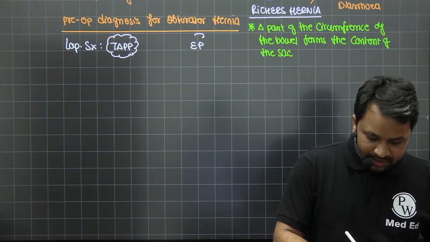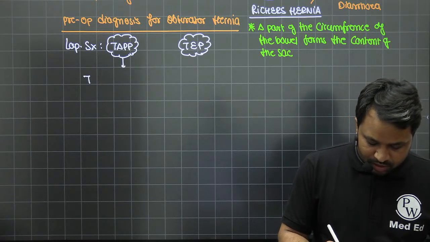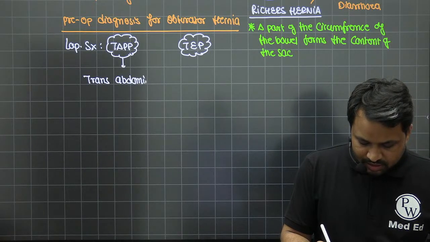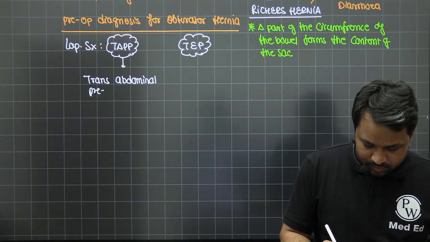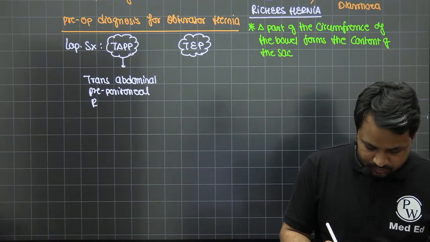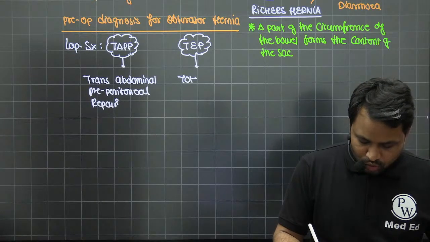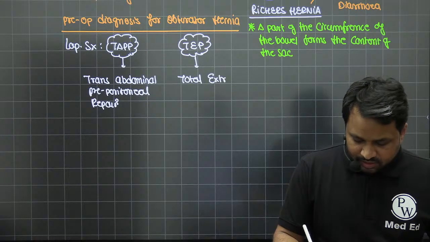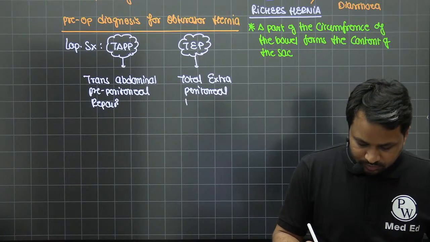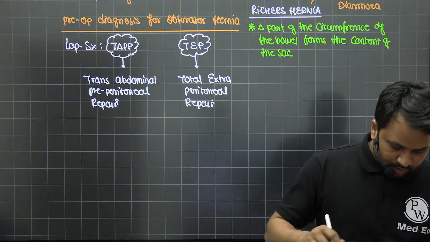Now, TAPP stands for trans-abdominal pre-peritoneal repair, whereas TEP stands for total extra-peritoneal repair. TEP stands for total extra-peritoneal repair.